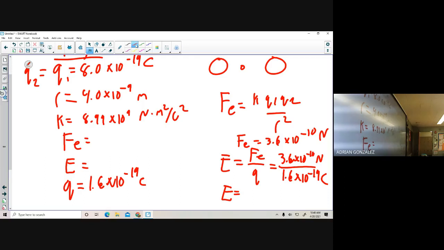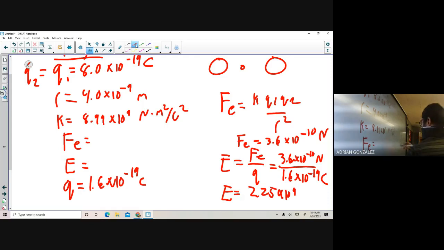What do you get? Come on, that's not hard. Alex? 2.25 times 10 to the negative 29? You made a mistake with your exponents. It should be 2.25 times 10 to the 9.